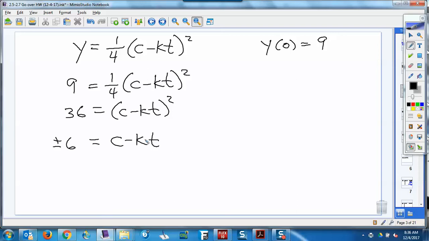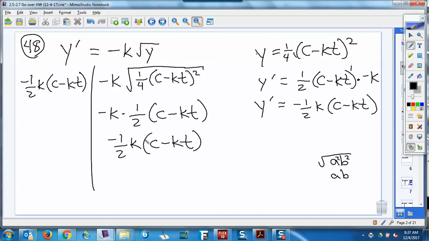Here's the problem. Look what they said right here: for physical reasons, it's okay to assume that C minus KT is greater than or equal to 0. So C minus KT has got to be positive. For physical reasons. Well, let's imagine what those physical reasons are. Let's come right back up to here. What did we just say about y prime here? y prime has to be negative because y is decreasing.